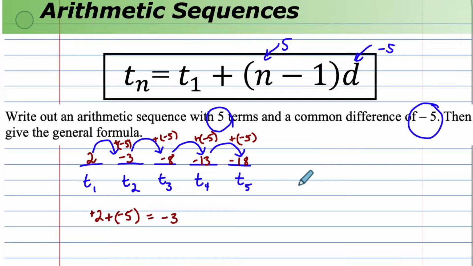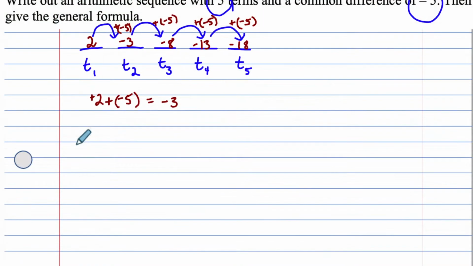Now we're asked to write the general formula. In order to find the general formula, let's list what we know. The first term in this sequence is a 2. The last term we can state is t of 5 is -18. The number of terms is 5, and the d value is -5.